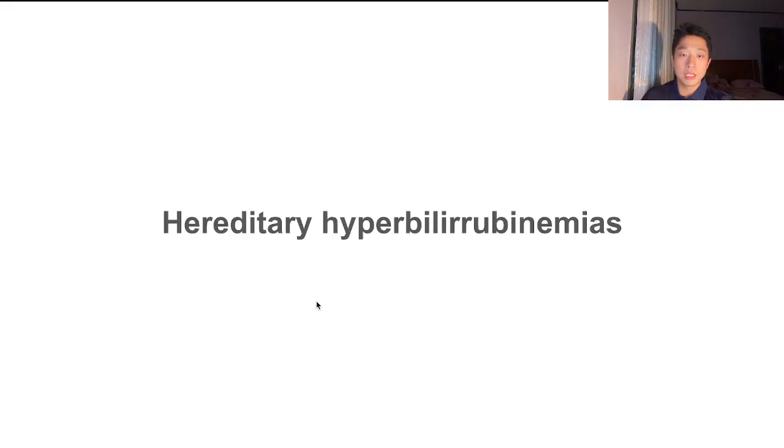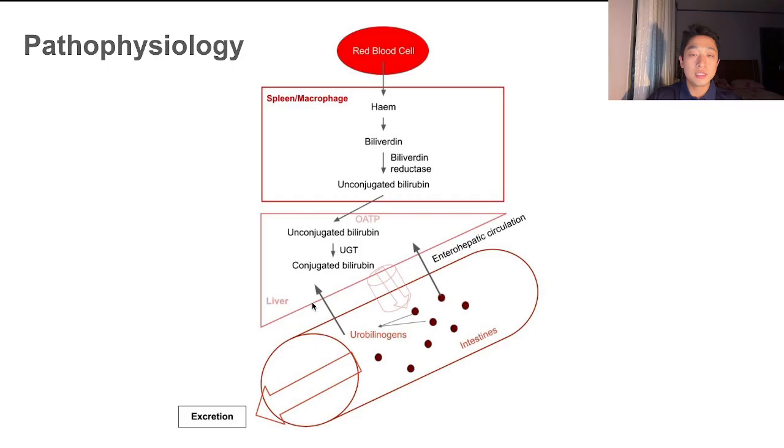Okay. Now we will talk about hereditary hyperbilirubinemia. Firstly, the red blood cells take about 90 days, or 3 months, to be degraded. In this condition, the red blood cell will transform into bilirubin, and bilirubin in the spleen or macrophages will be unconjugated bilirubin.